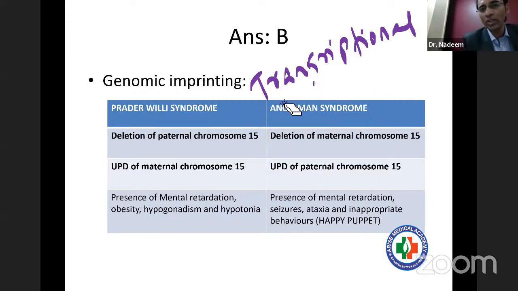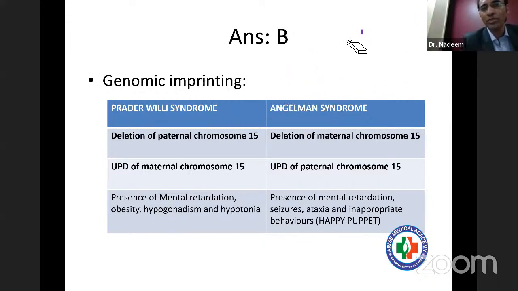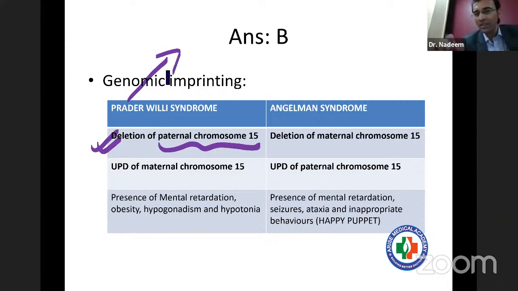I'm talking about chromosome number 15 here. Whenever there is deletion of paternal chromosome number 15, this gives rise to a syndrome called Prader-Willi syndrome. But if there is deletion of maternal chromosome number 15, this gives rise to Angelman syndrome. So whenever there is deletion of one allele, what will happen? There will be uniparental disomy of the other.